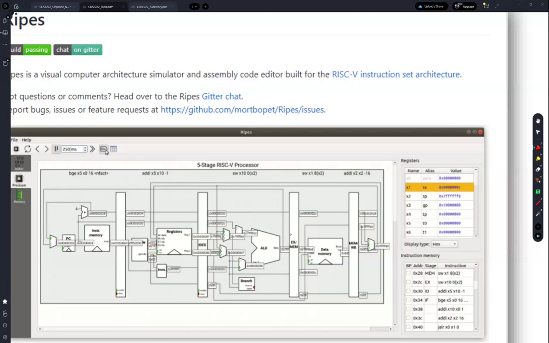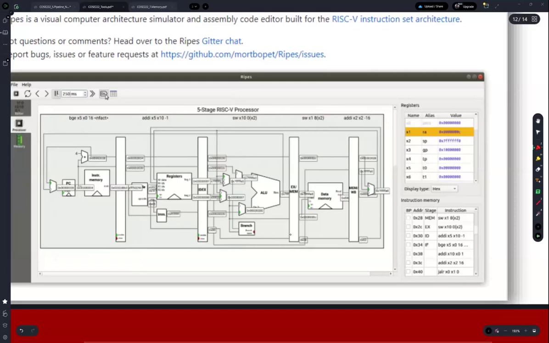Okay, so you can just see how instructions flow through each pipeline stage, right? Also, you can find the content of the register file. Also, this is the instruction memory. So you can also check the content of the memory and register file using this simulator.